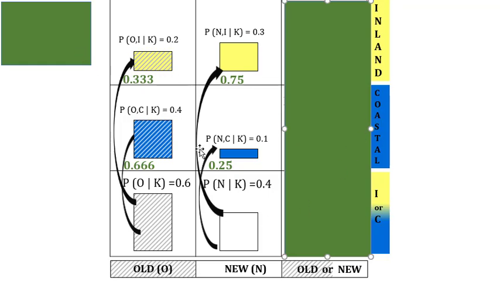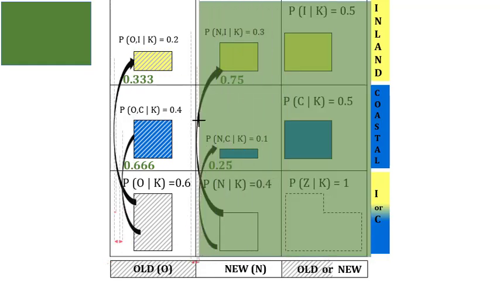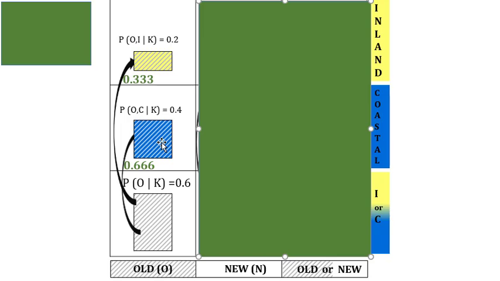Okay, so if we now condition as well on old, so we consider that the drone landed in old, then there is a 66.7% chance that it landed in a coastal region, and 33.3% chance that it landed in an inland region. And if we do the marginal times the conditional, it gives us the joint. So 0.6 times 0.6666 equals 0.4, and 0.6 times 0.3333 equals 0.2.